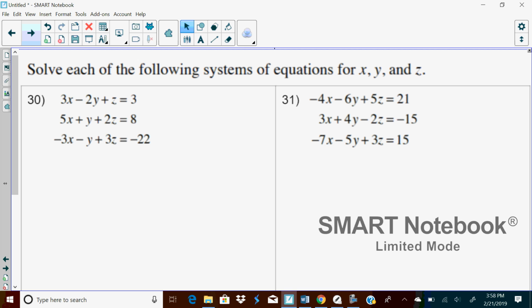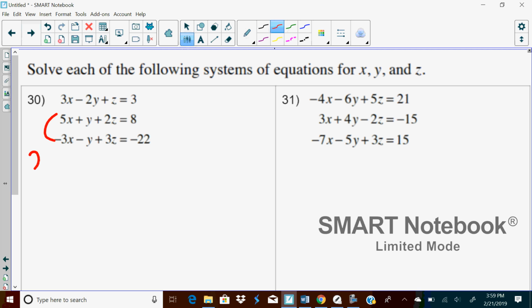So we have to combine some in order to get it. So for the first one, I have 3x minus 2y plus z equals 3. 5x plus y plus 2z equals 8. Negative 3x minus y plus 3z equals negative 22. So I decided to cancel out the y's first. And the reason I did that is because these two already are going to let me cancel out y by adding them together.